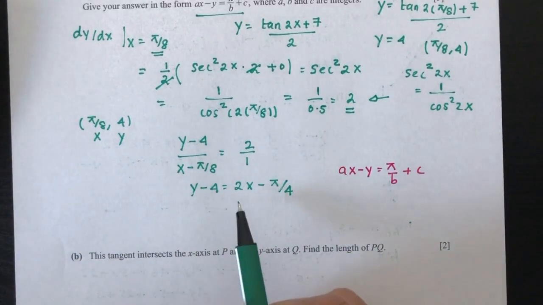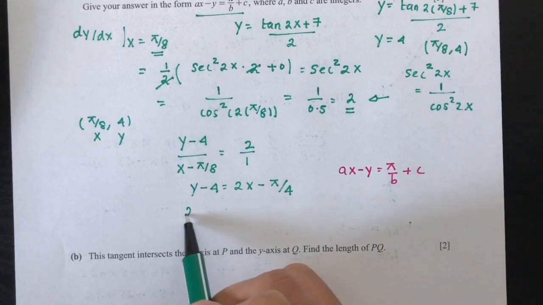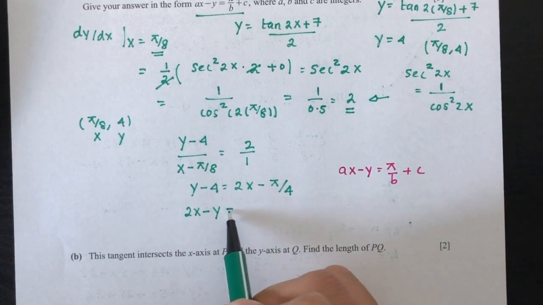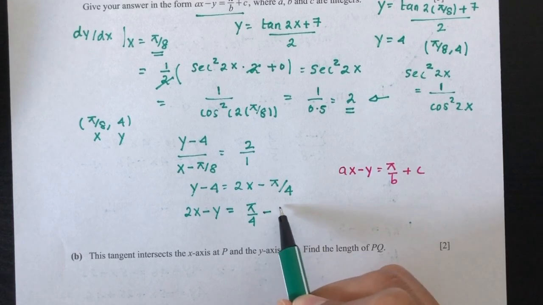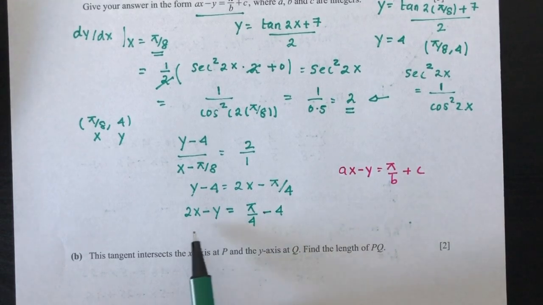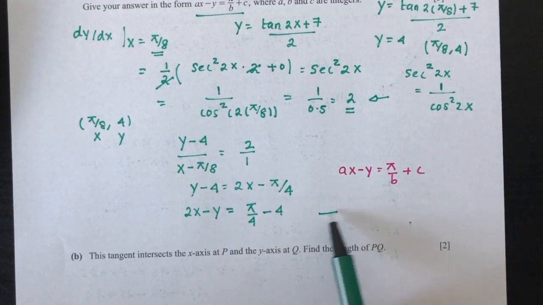So ax, that will be ax minus y. So send y over here, you will have 2x minus y equal to pi over 4 minus 4. This will be in the same form as this, and this is the equation of your tangent.